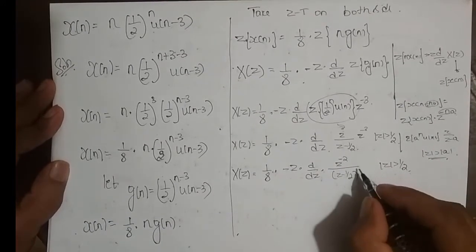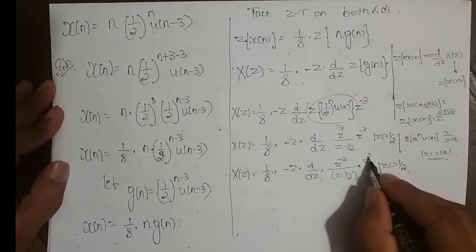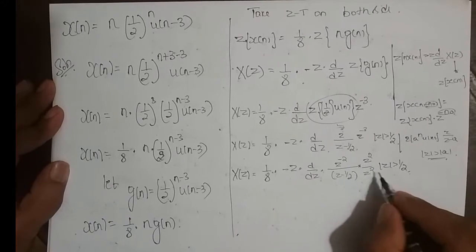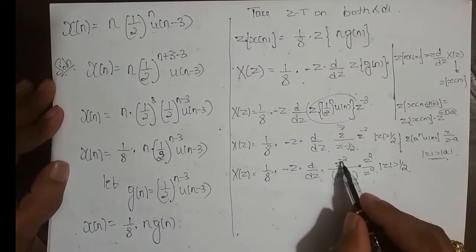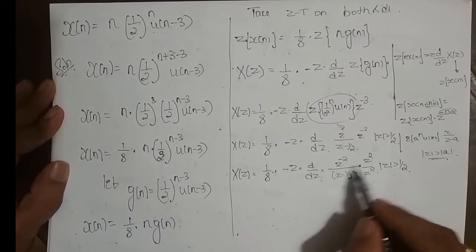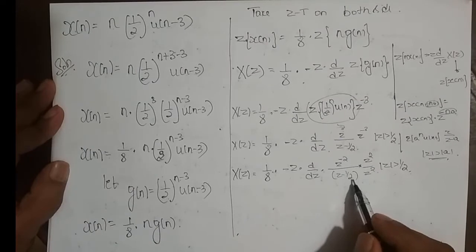I have to carry. Okay, so what I'll do here is I'll multiply the numerator and denominator by z square, so that I can remove this negative power. Okay, so if I do this, what happens is z power minus 2 and z power plus 2 cancel out. I end up with 1 in the numerator, and the denominator is z square into z minus 1 by 2.